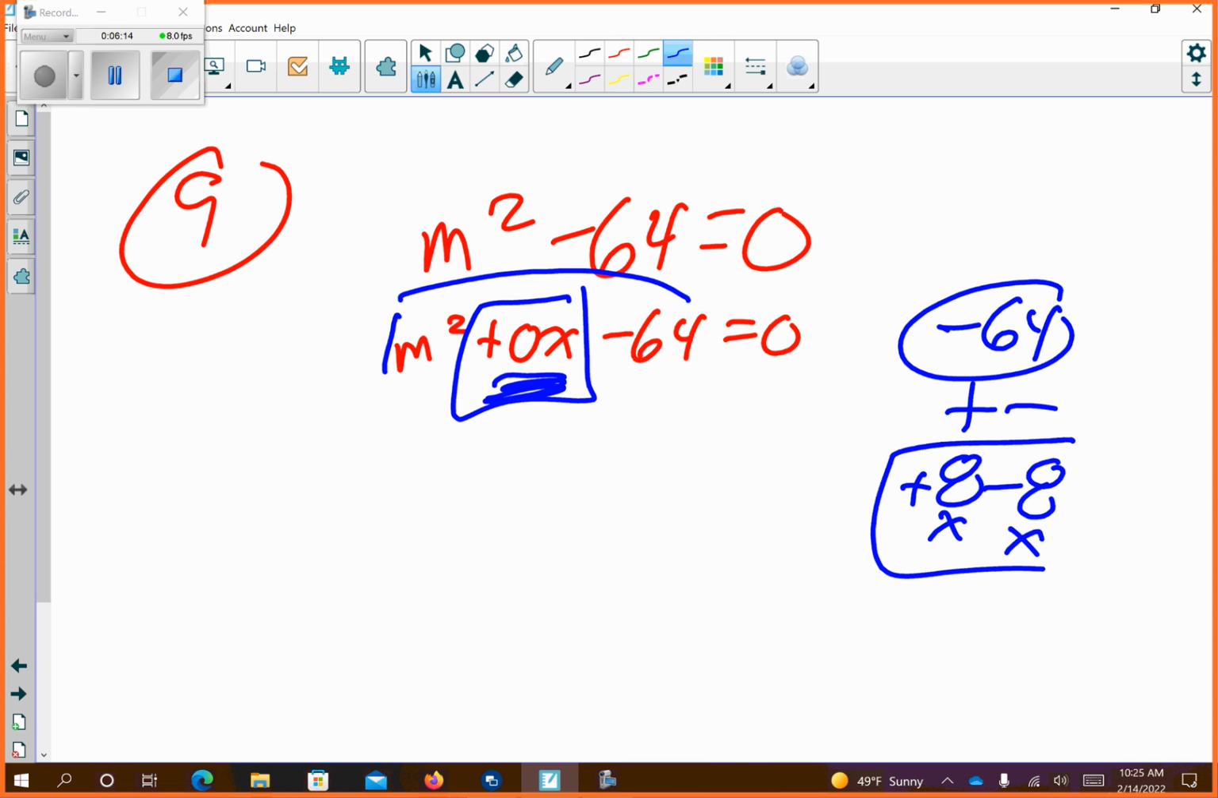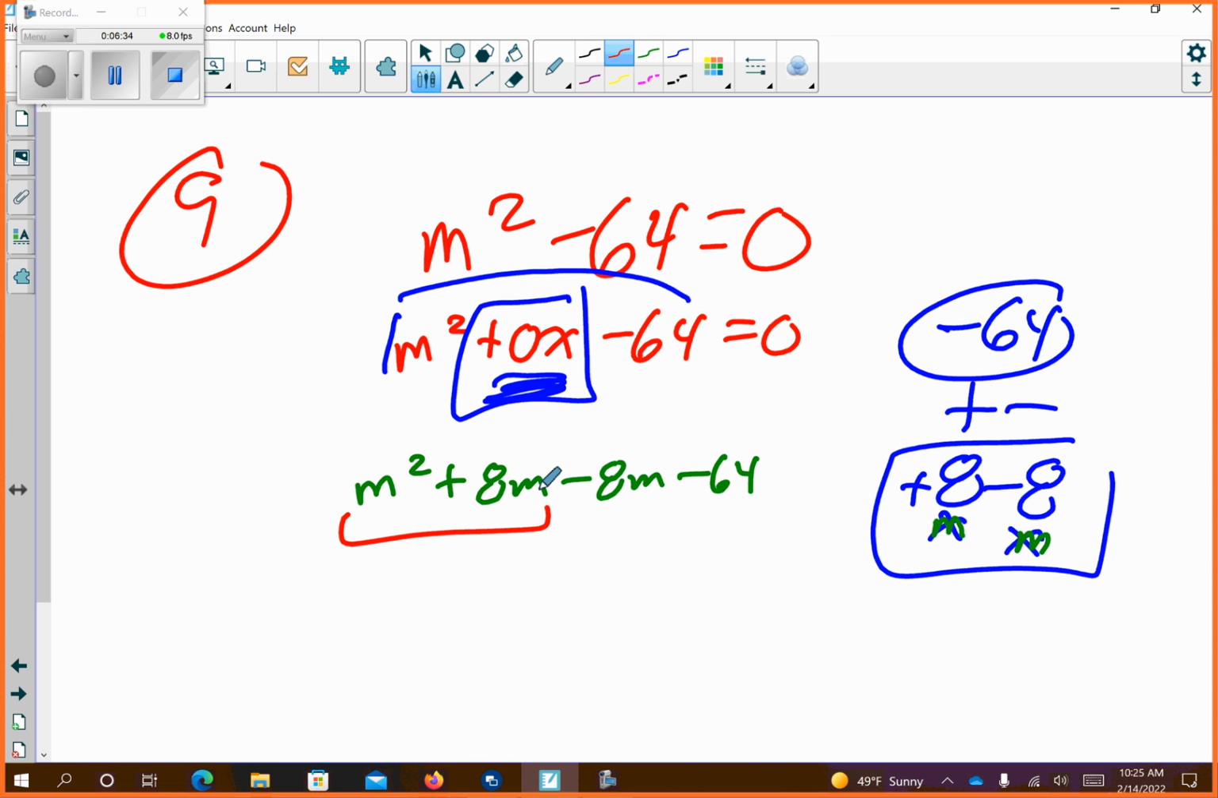They're both x's. So then, oops, they're not x's. They're m's, aren't they? So I get m squared plus 8m minus 8m minus 64. And again, you could have plugged them in either order as long as your signs are correct.